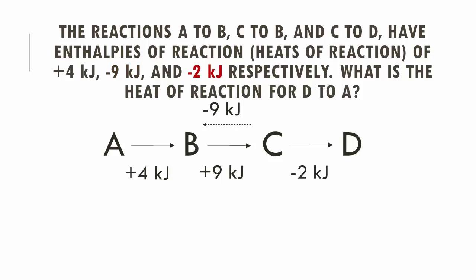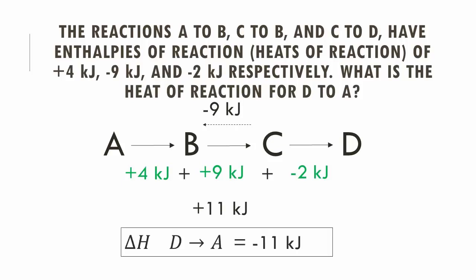Now we look for the enthalpy of the reaction from A to D. Like we said earlier, this will be equal to the sum of each reaction from A to B, B to C, and C to D. We get the addition of 4 kilojoules plus 9 kilojoules plus negative 2 kilojoules, getting a total of 11 kilojoules. However, we want the enthalpy from D to A, not A to D. All we need to do here is change the sign in front of the 11 kilojoules to get negative 11 kilojoules for the reaction from D to A.